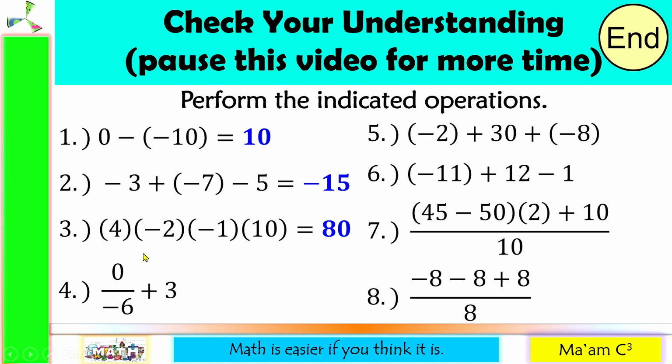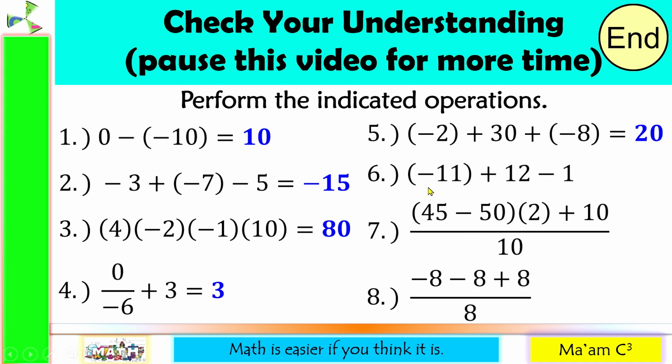Number 4, 0 divided by -6 plus 3. 0 divided by any number is still 0. And 0 plus 3 is equal to 3. Number 5, -2 plus 30 plus -8. So we have here two different consecutive signs. So this will just become negative. So this will be -2 plus 30, that is 28, minus 8, that is positive 20.